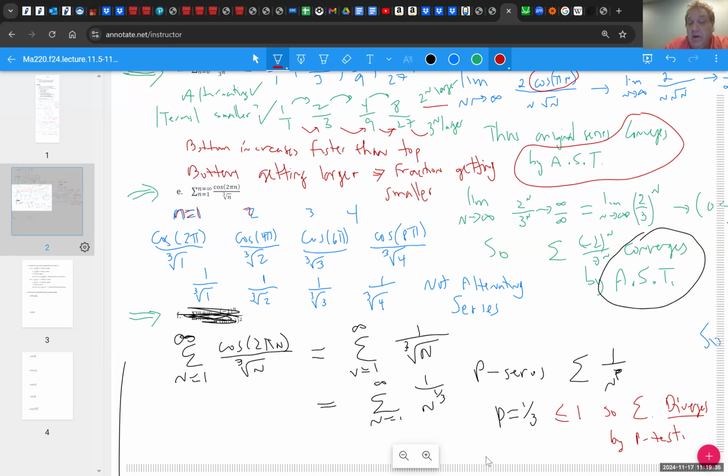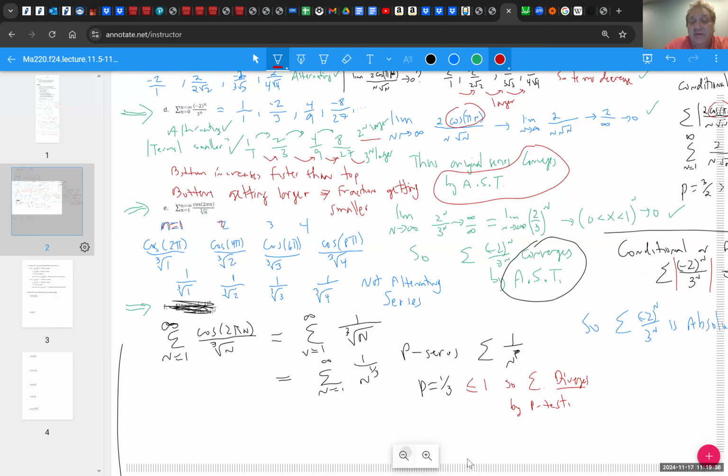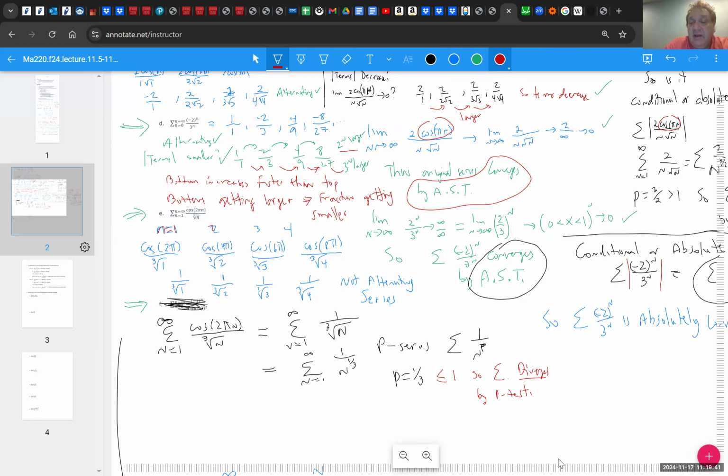All right, so we're done. We know this thing diverges. It wasn't even an alternating series test in the first place because it didn't alternate. Even though I put it here in the alternating series examples, I did intentionally try to put one that looked like it might alternate, but it doesn't. With further investigation, it actually just diverges because it's a p-series where the p-value is less than or equal to 1. So our original series, n equals 1 to infinity of cosine 2 pi n over cube root of n, diverges, and it diverges by the p-test.